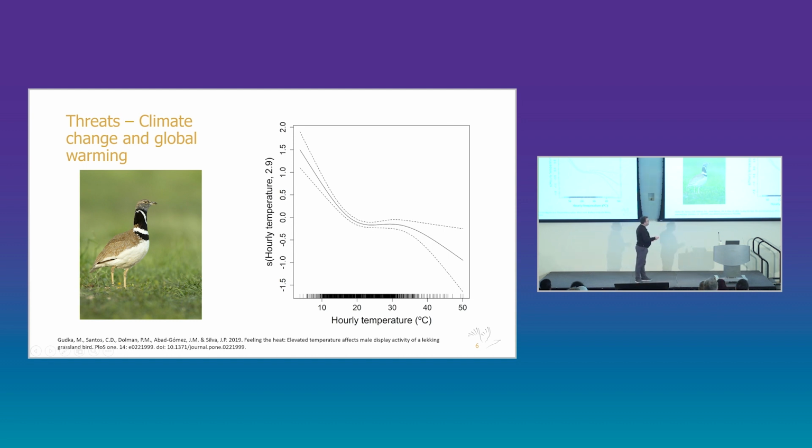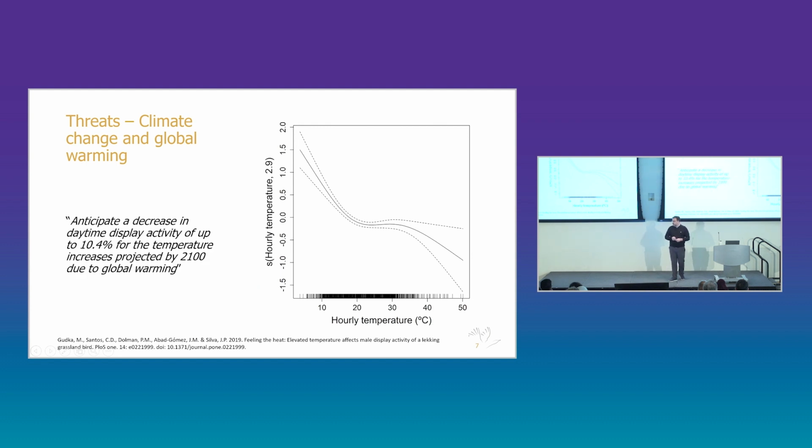What they show here, on the y-axis you have the displaying intensity of males and on the x-axis the temperature, and you clearly see a decrease of displaying intensity in relation to temperature. That led them to conclude that they anticipate a decrease in daytime display activity of up to 10% for the temperature increase projected by current models of global warming, which is significant, 10%.